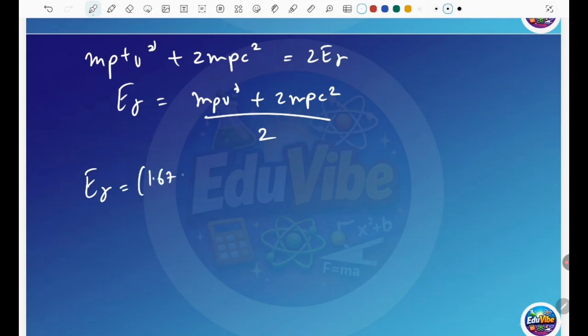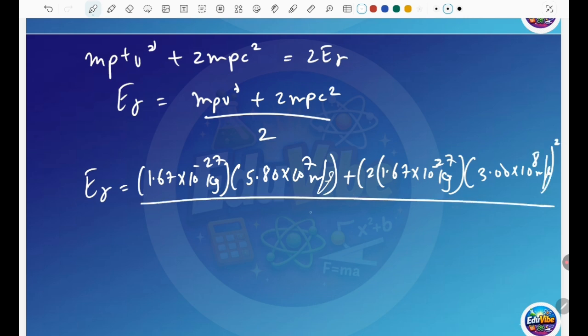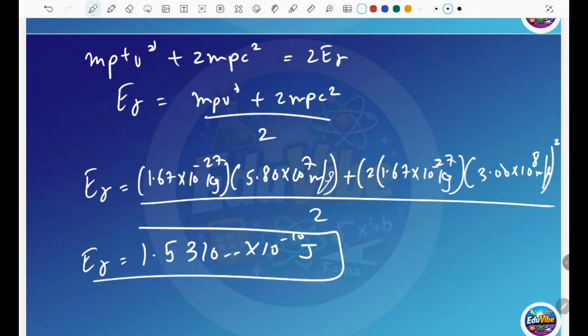The mass of the proton is 1.67 times 10 raised to minus 27 kg. The velocity given is 5.8 times 10 raised to plus 7 meters per second, plus 2 times again the mass of the proton, which is given in the data sheet, and c squared, where c is 3.0 times 10 raised to 8 meters per second. The whole thing is divided by 2. You get the energy of a photon as 1.53 times 10 raised to minus 10 joules.